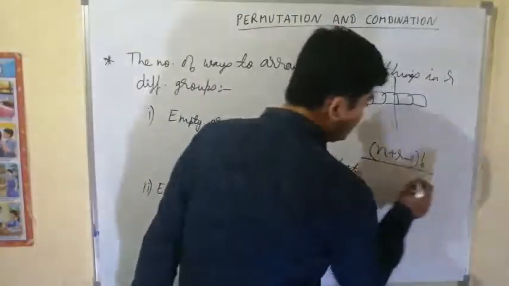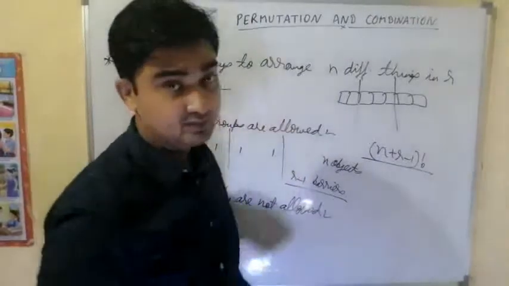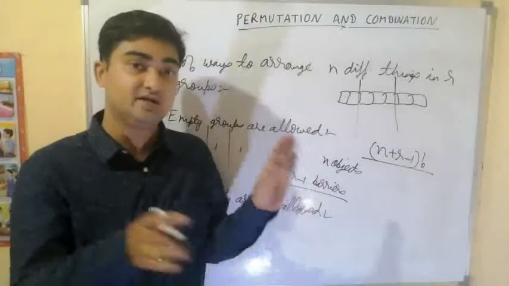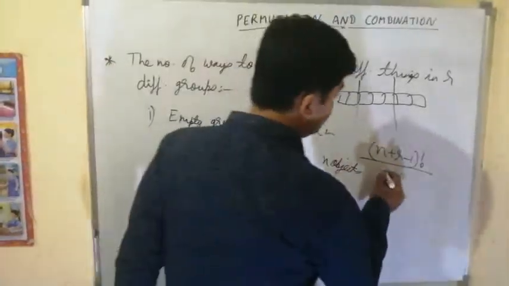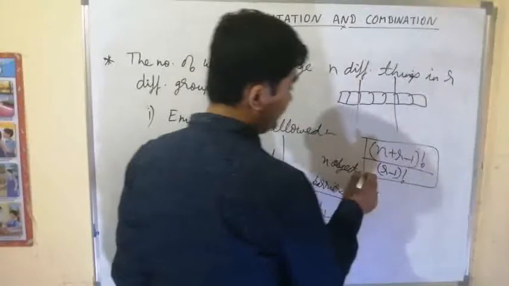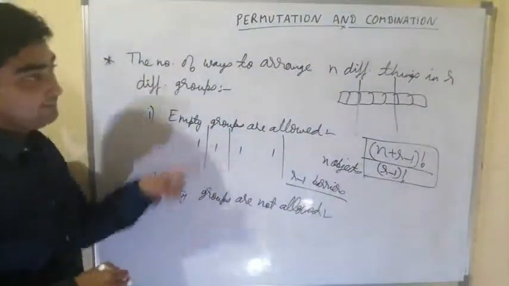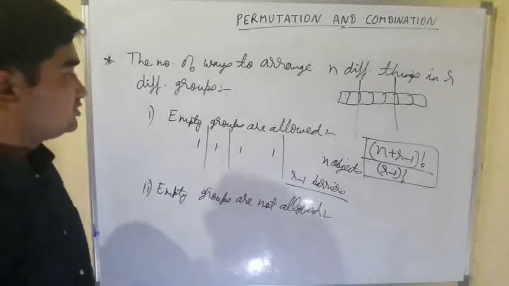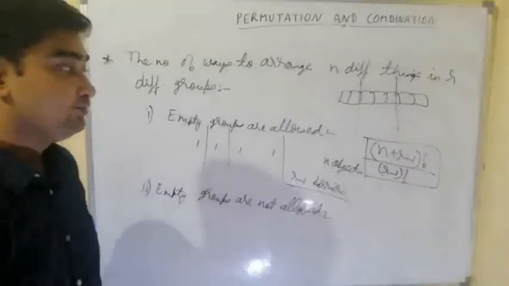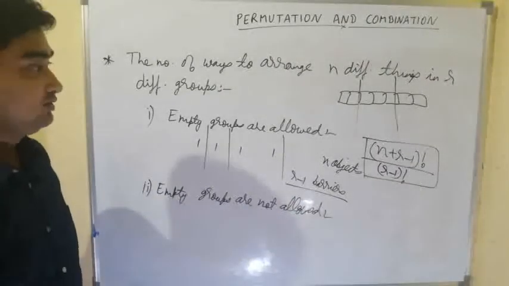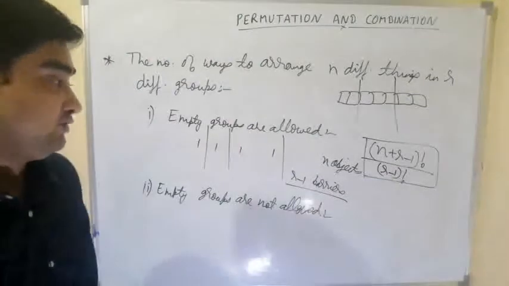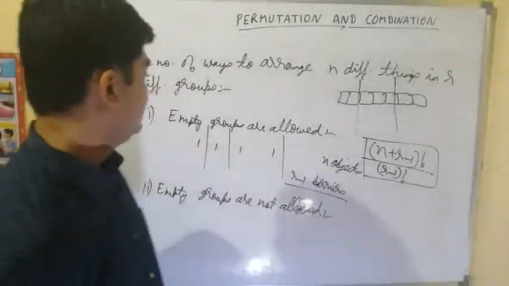But out of these total objects, the r minus 1 barriers are the same, because all the barriers are the same. The n things are different, but the barriers are the same. Every barrier is doing the same thing. So we have to divide by r minus 1 factorial, because r minus 1 things are the same. This is the number of ways in which we can arrange n different things in r different groups such that blank or empty groups are allowed. We have to learn this as a formula, and we have already seen where it has come from.